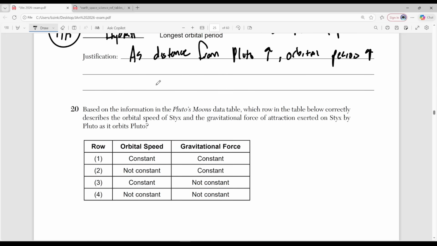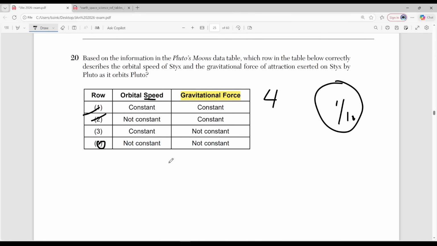Based on the information on Pluto's moon's data table, which row in the table correctly describes the speed of Styx and the gravitational force of attraction exerted on Styx by Pluto as it orbits Pluto? So another Kepler's law. The gravitational force is going to change because it's an elliptical orbit, so it's not going to be constant. So we want to get rid of 1 and 2. And the speed is not going to be constant either because as it gets closer, it's going to go faster, and so on and so forth. So it's going to be 4. This was so easy. 1 out of 10. Kepler question. Easy, easy, easy.